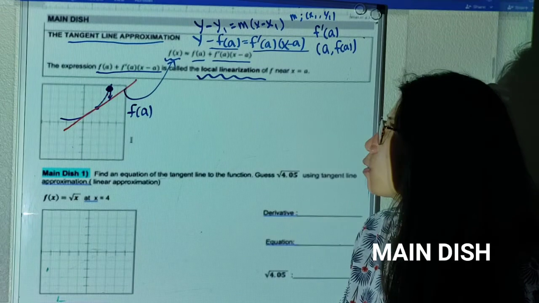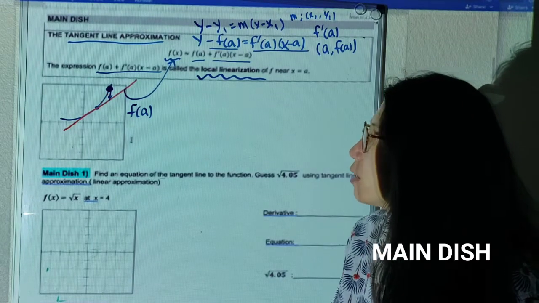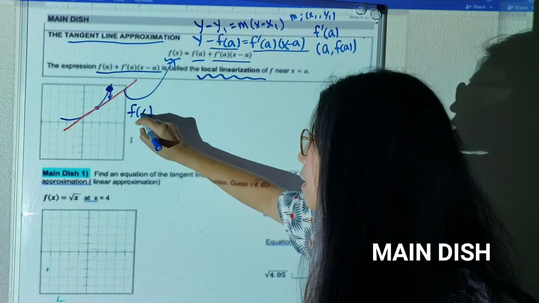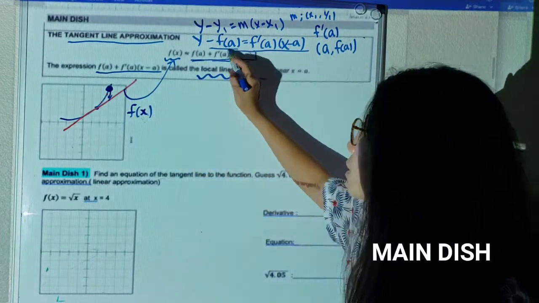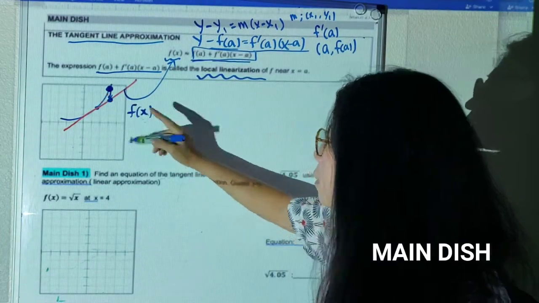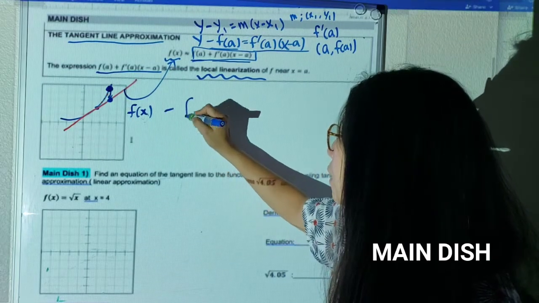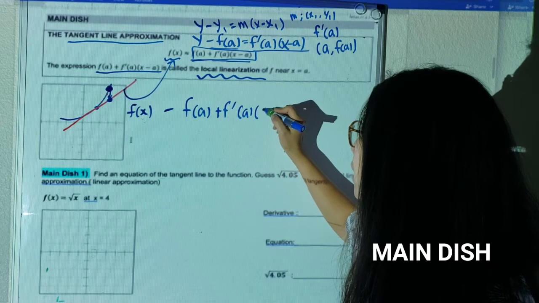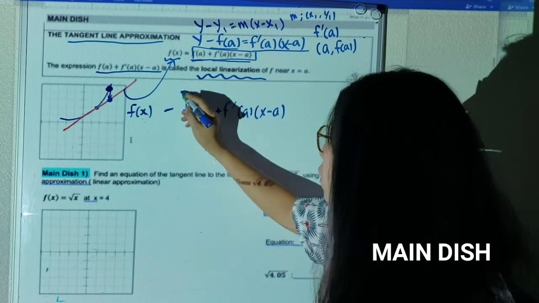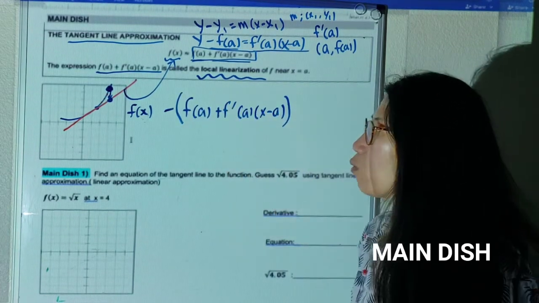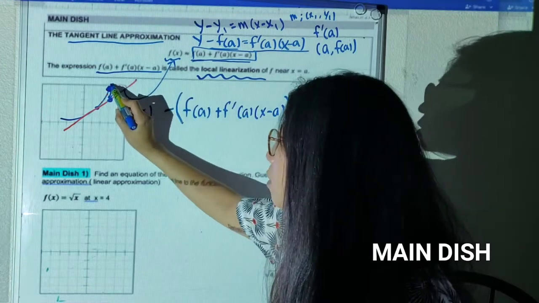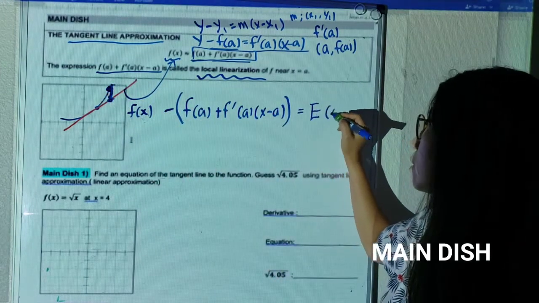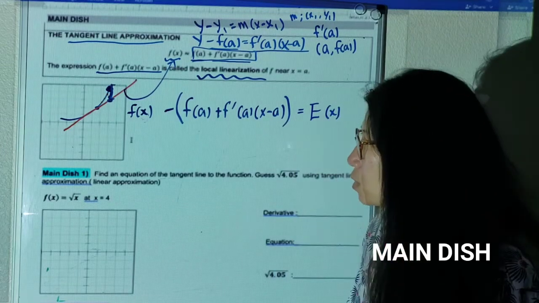So now look at my function's real value, which has to be f of x. Then I'm subtracting my linear approximation function, f of a plus f prime at a times x minus a. If I subtract that whole thing, what does that mean? Do you see that I'm talking about the gap here? This we call an error bound.